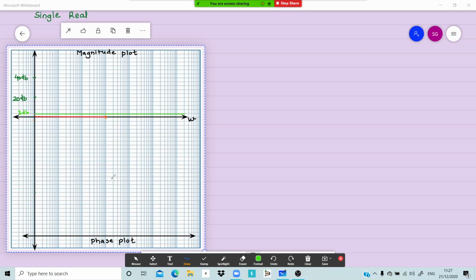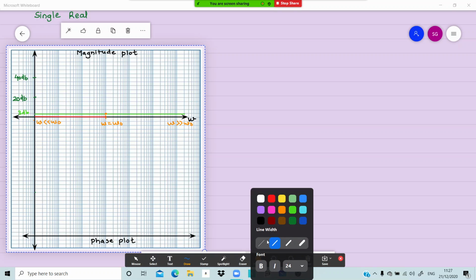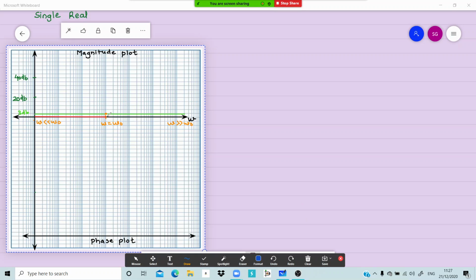Then I'm writing it over here now. Omega is very much less than omega naught, omega is equal to omega naught, and omega very much on the higher side compared with omega naught. So definitely this line is not going to change because magnitude is 0 and angle is also 0. Then this point will be of 3 dB. From this point onward, for every decade, it is going to be a 20 dB slope. So we are talking here about the theoretical or ideal curve, or we can say the approximate curve also, because you are never going to achieve this.